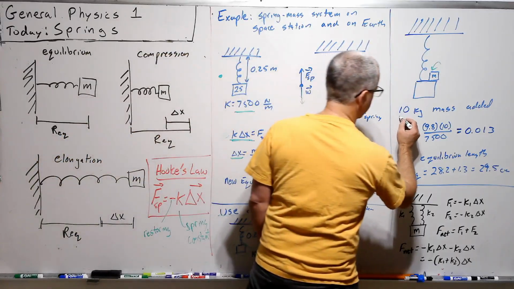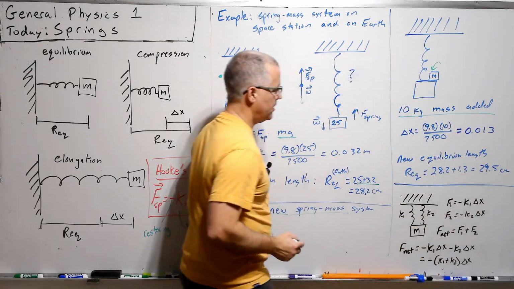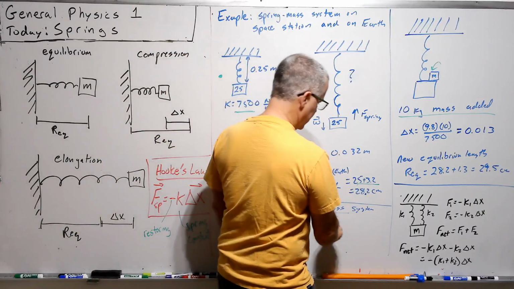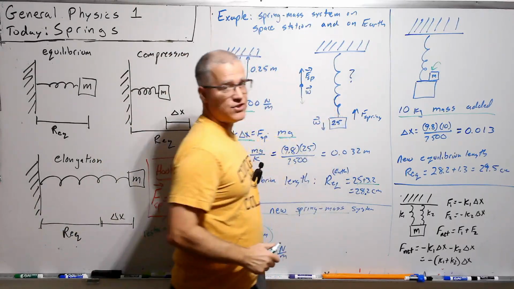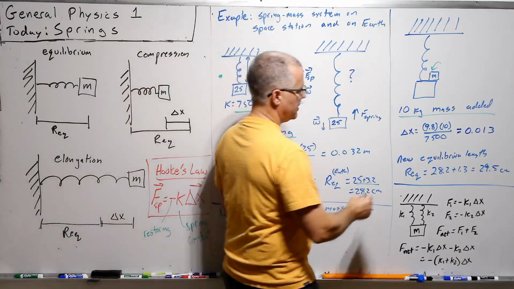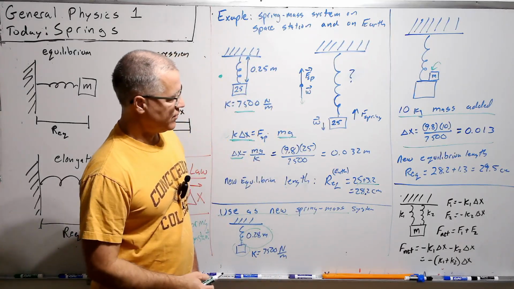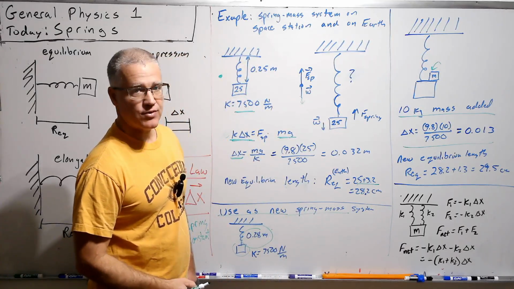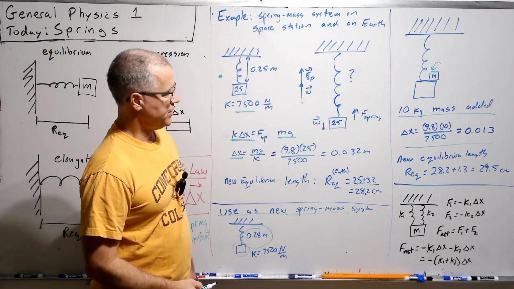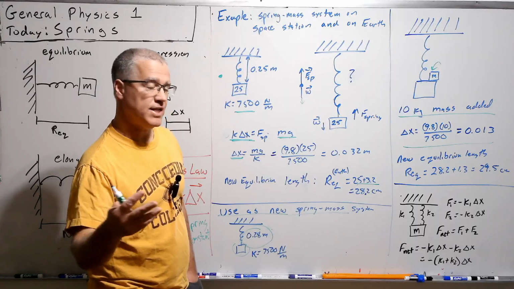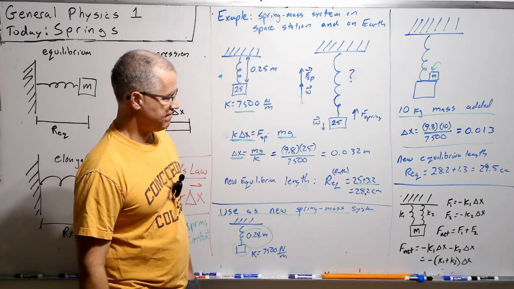So let's say we put on a 10 kilogram mass, we add this. We don't consider the 20 kilograms now. That's already taken care of by the fact that we found this new equilibrium position. And so we do a similar calculation, and we get 1.3 centimeters. And so the new equilibrium length is 29.5, or the displacement is 1.3.